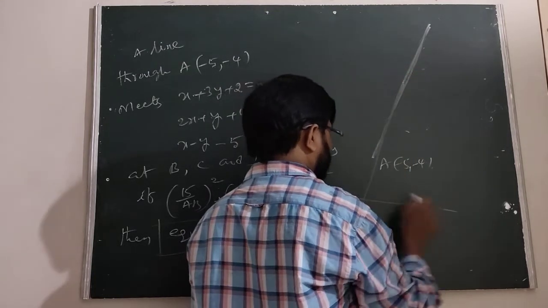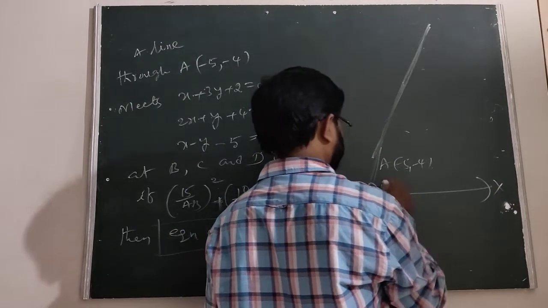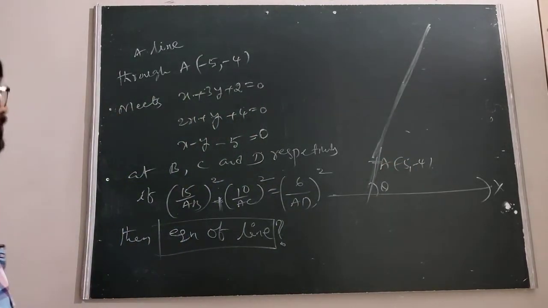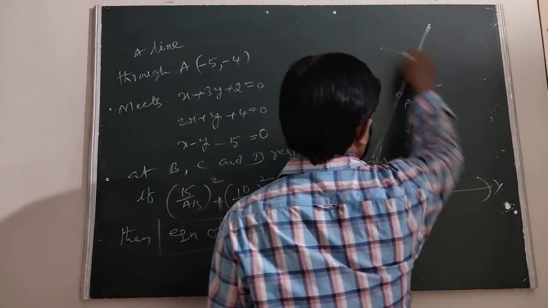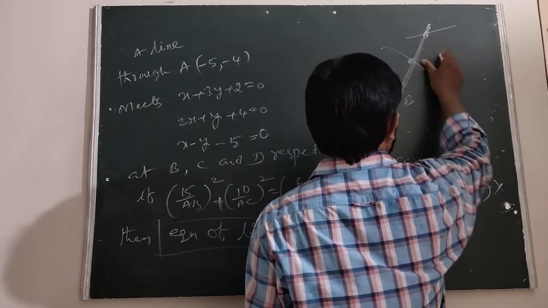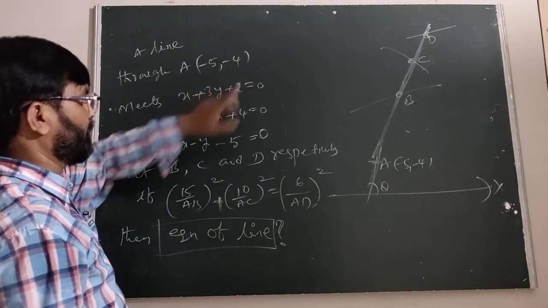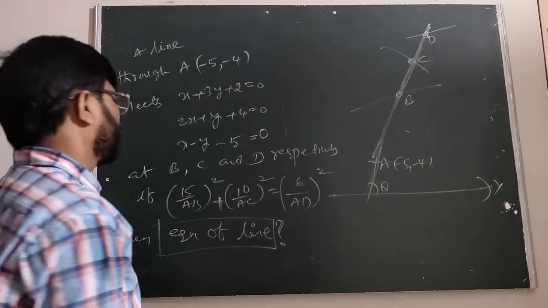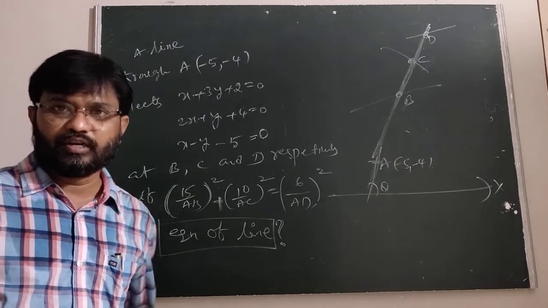All of you listen. Suppose this line makes an angle theta with the x-axis in the positive direction, passing through (minus 5, minus 4). It meets the given lines at B, C and D. The given three lines are x plus 3y plus 2 meeting at B, this line at C, and this line at D. The other condition given is 15 by AB whole square.